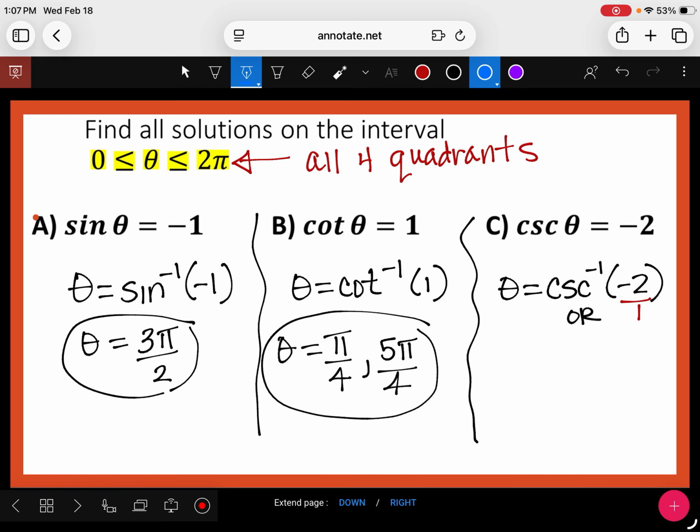So if I wanted to write it in terms of what we see on the unit circle, that means I'm looking for all of the sine values that equal -1/2. And there should be 2 answers. So go ahead. So cosecant of -2 is the same thing as sine of -1/2. So there should be 2 positive answers. One in quadrant 3, one in quadrant 4. That's where sine is negative.